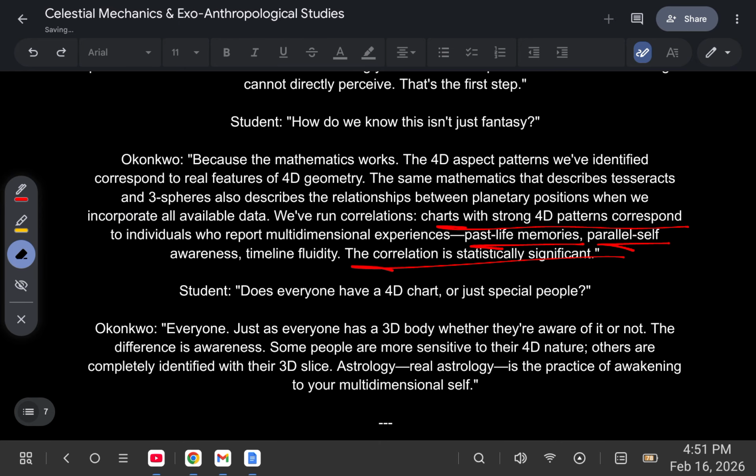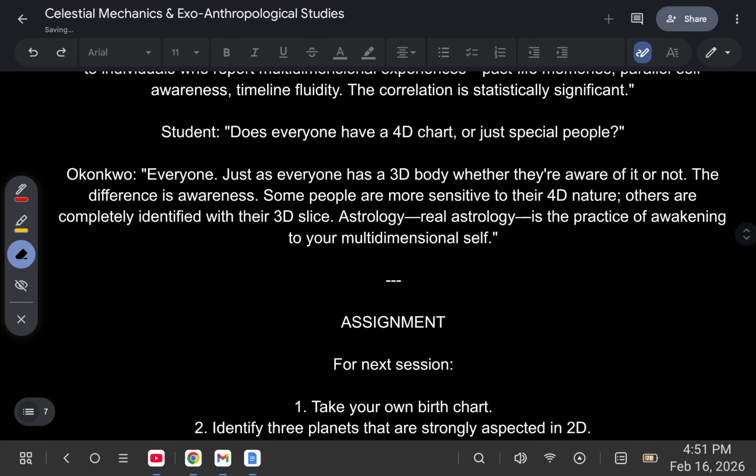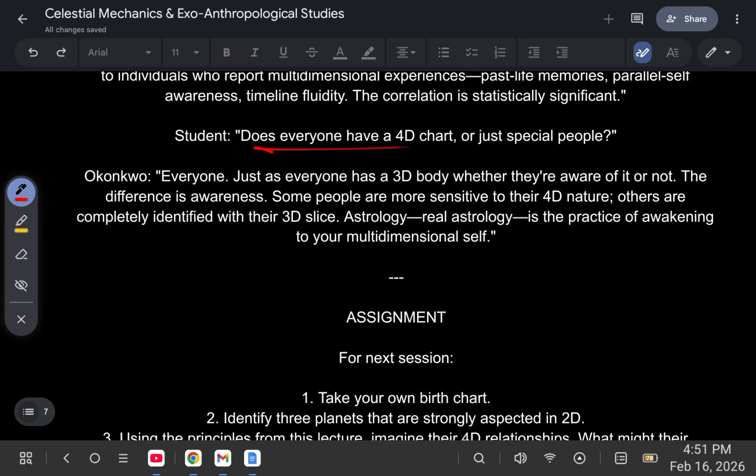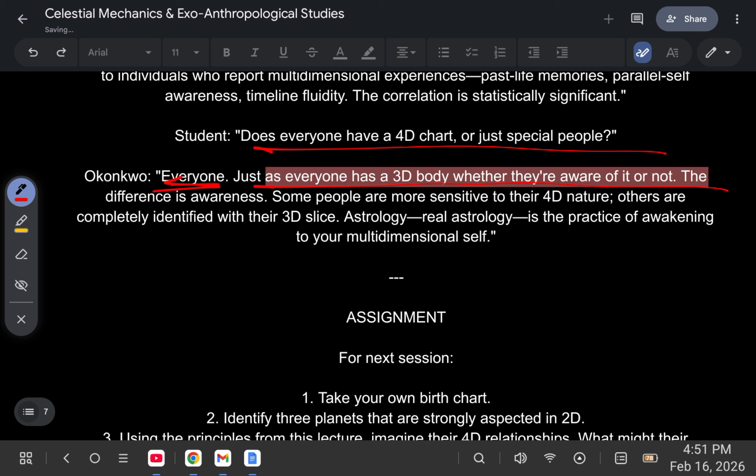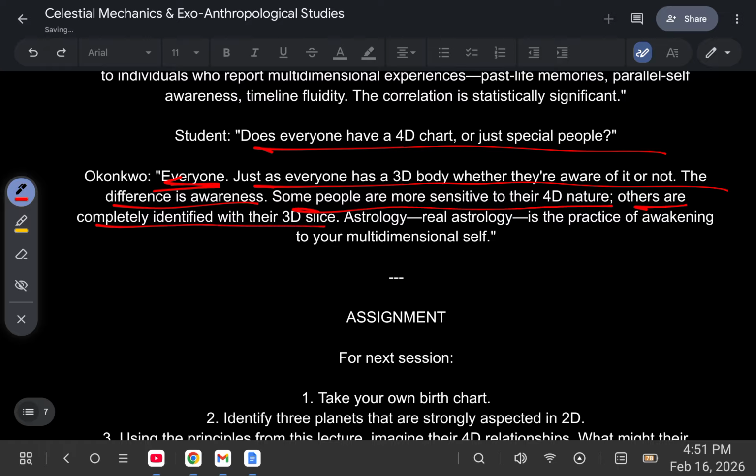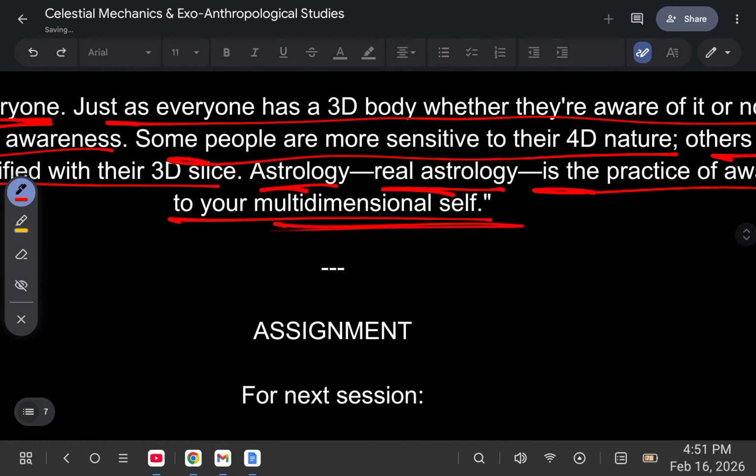Let's go through our last question. Say a student asks, does everyone have a 4D chart or just special people? Everyone. Just as everyone has a 3D body, whether they're aware of it or not, the difference is awareness. Some people are more sensitive to their 4D nature, others are completely identified with their 3D slice. Astrology, real astrology, is the practice of awakening to your multidimensional self.